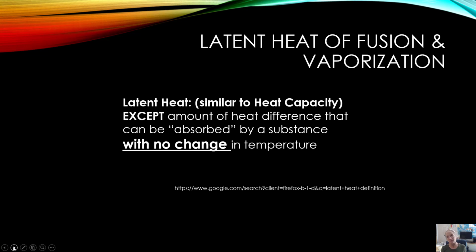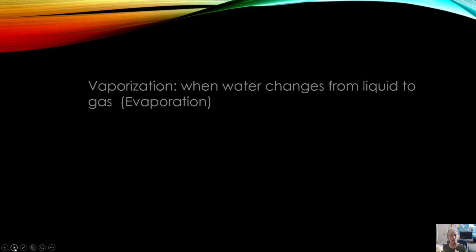What is latent heat? Similar to heat capacity, except that we're not changing the temperature. So basically, latent heat says how much heat, or energy, can be absorbed by a substance without changing the temperature. We know that water has a high heat capacity. It takes a lot of heat to make it change. But now we're talking about latent heat. How much can it absorb without changing temperature? So latent heat of fusion and vaporization. So let's give some definitions of those. Vaporization is pretty close to evaporation.